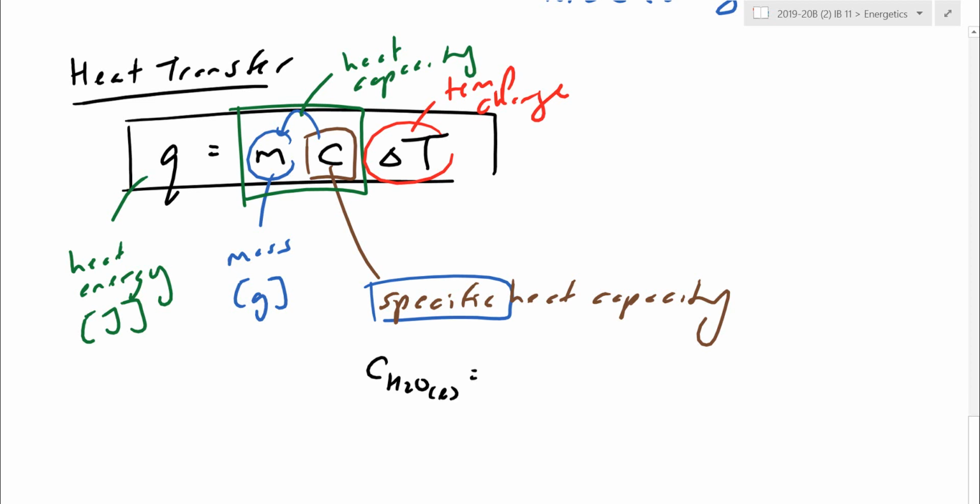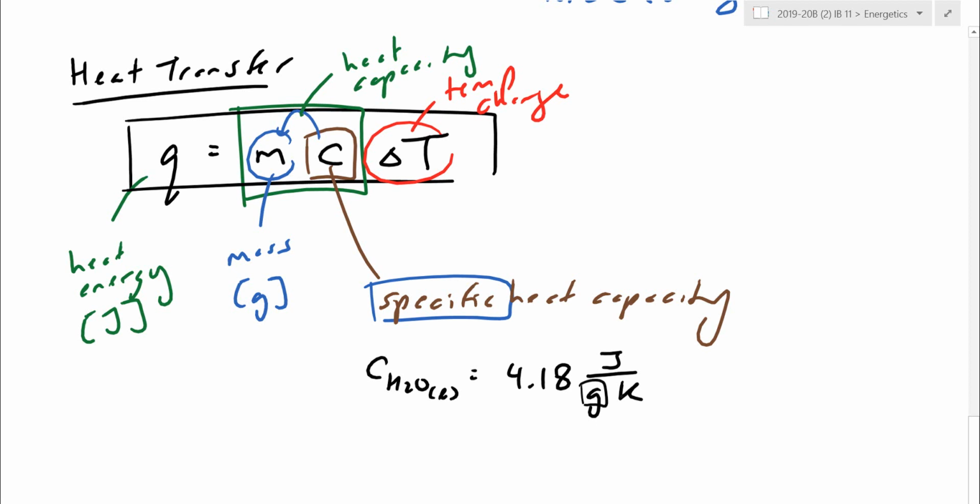It's going to turn out that specific heat is going to matter depending not just on the material, but also on the state. Specific heat for water is 4.18 or 4.2. It is a funny set of units, joule per gram Kelvin. Let's take apart that here.